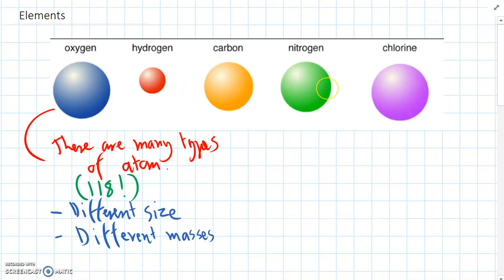And we can see up here in this simple picture, we've got hydrogen atoms. These are the smallest atom. And then we've got oxygen and chlorine. These atoms are a bit bigger as well. So all these different types of atoms, we call these elements.